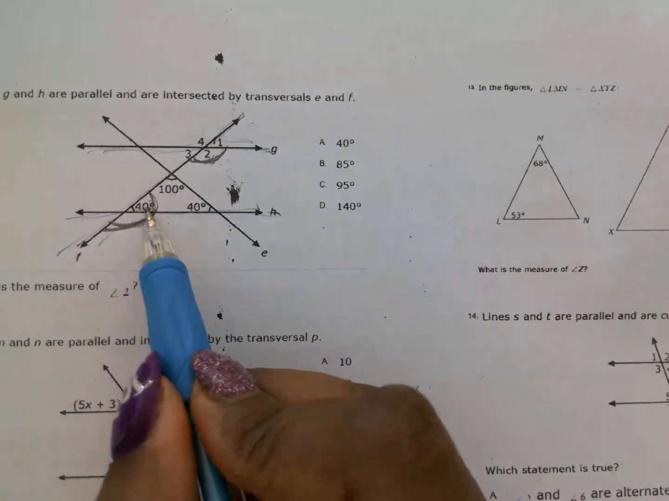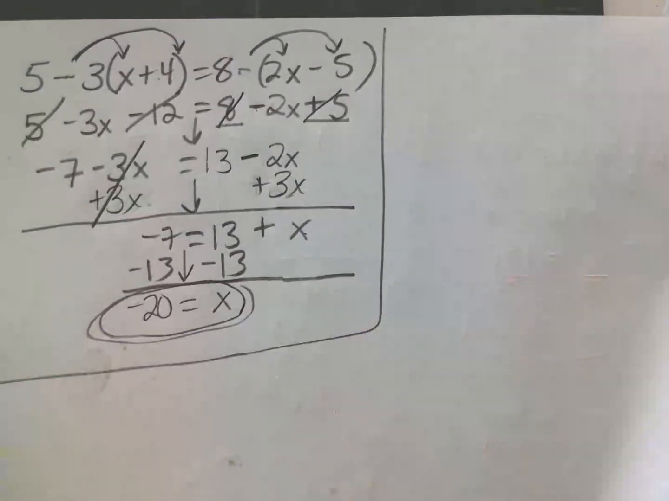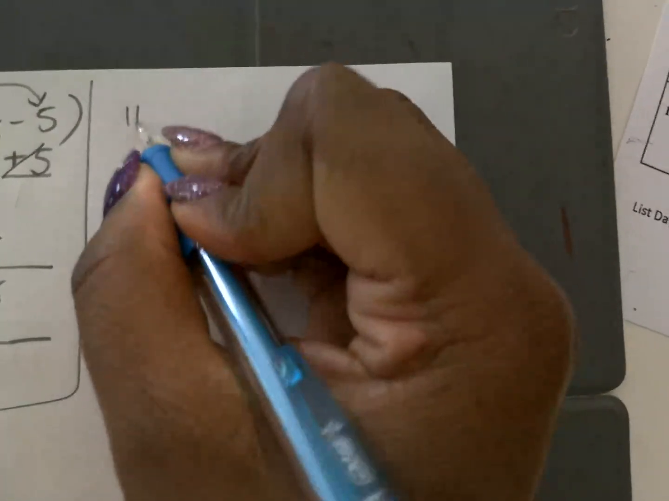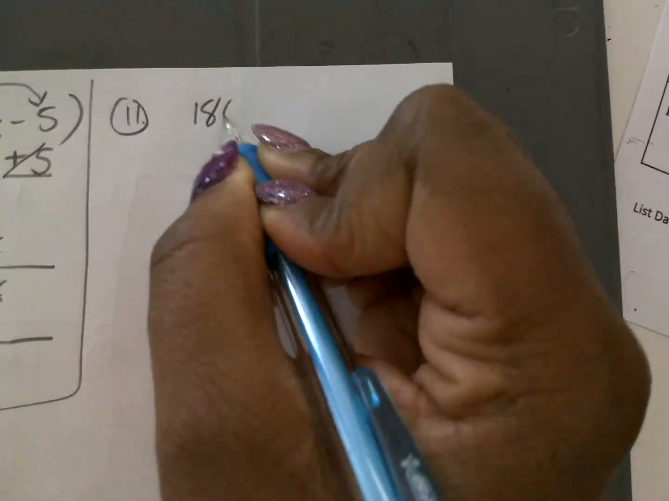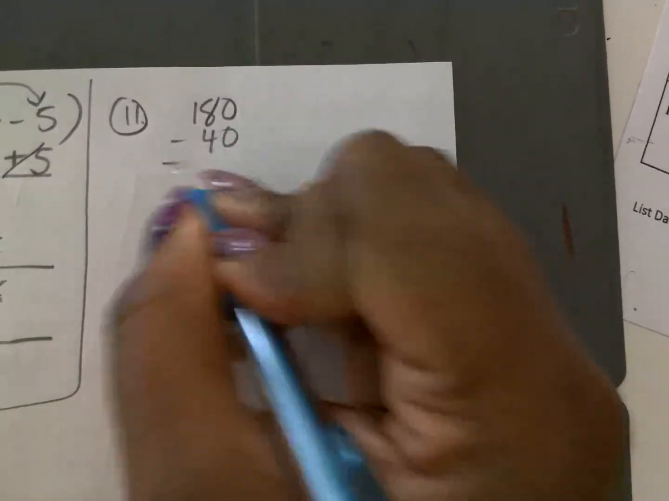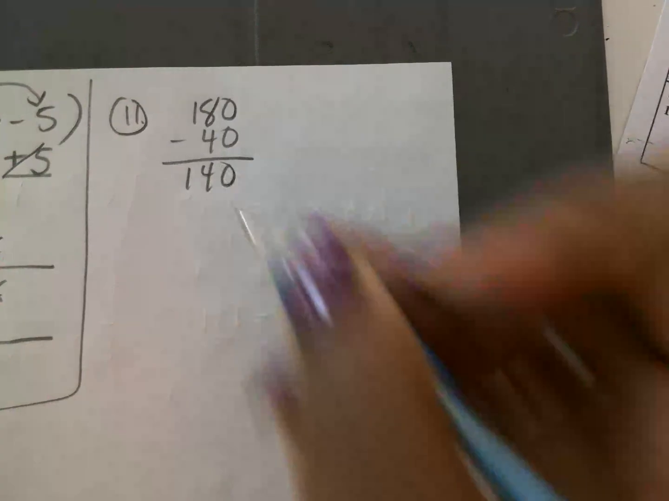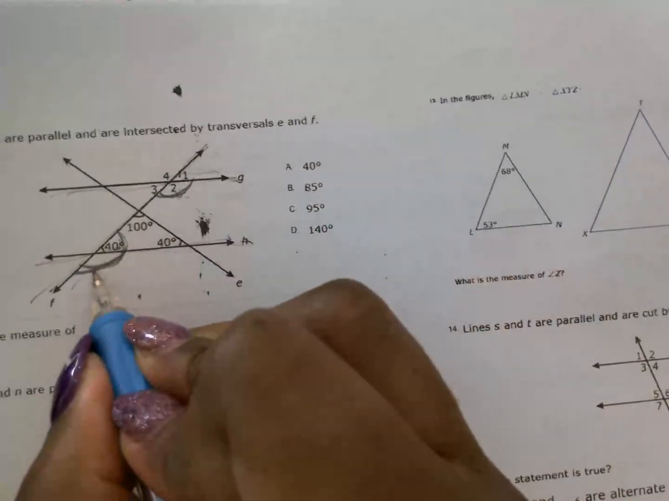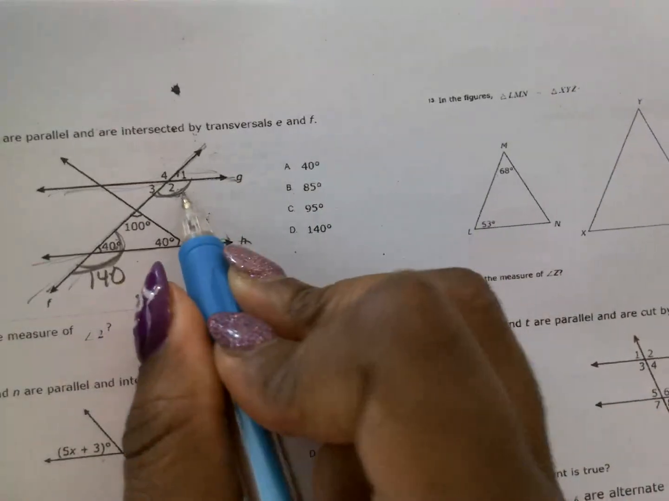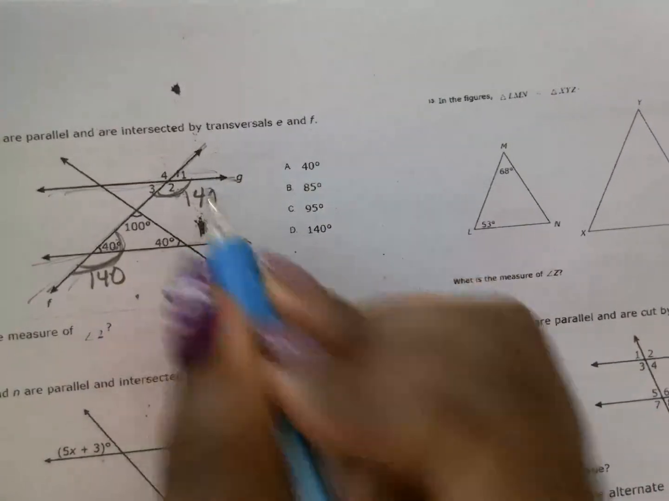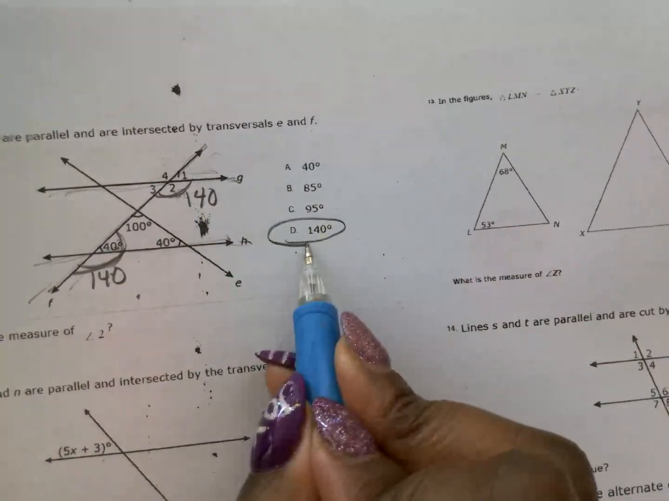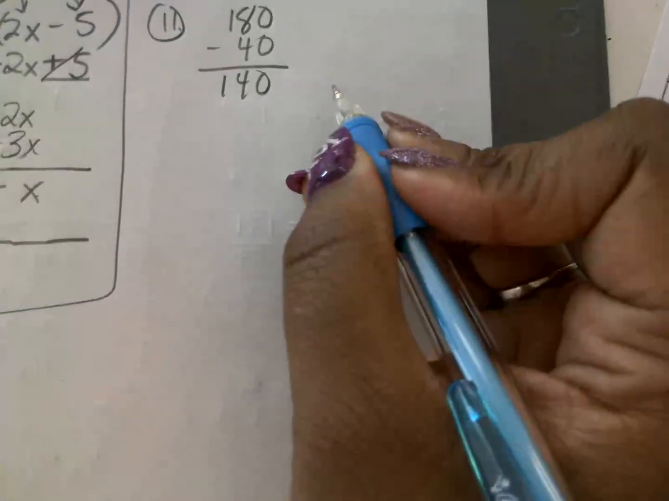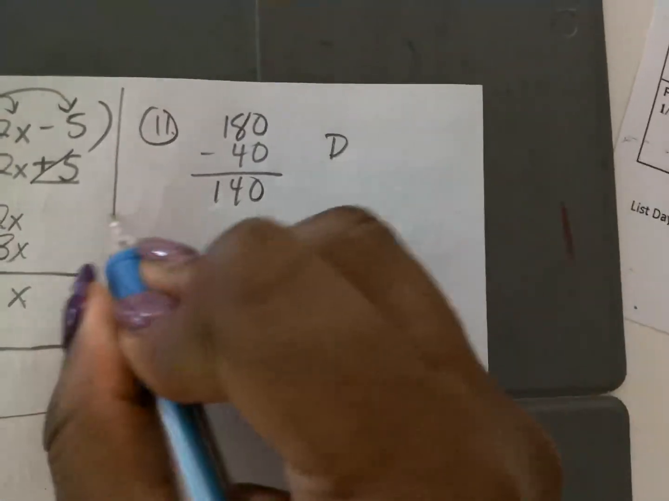So let's do that. For number 11, we've got 180 minus 40, and that gives us 140. So the measurement of the angle is 140. If this right here is 140, then this is 140 because they correspond. So your answer here is D. On your paper, 11 is D.